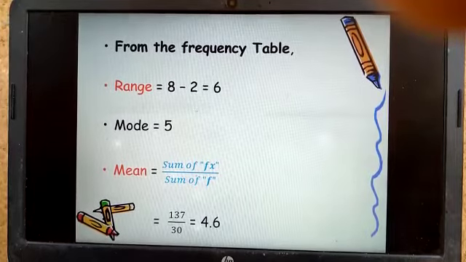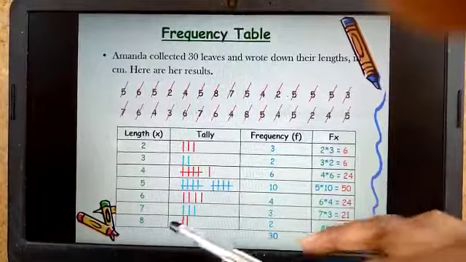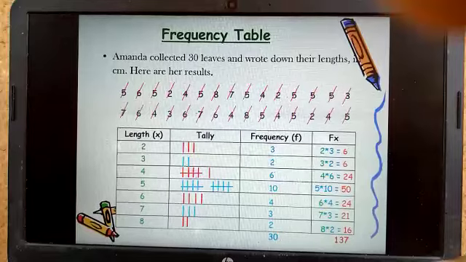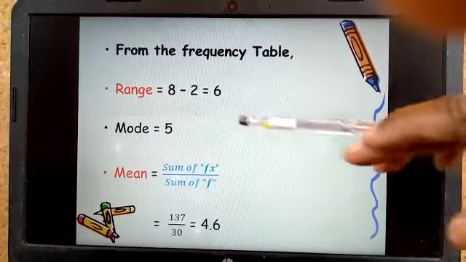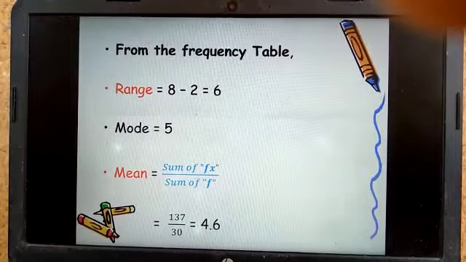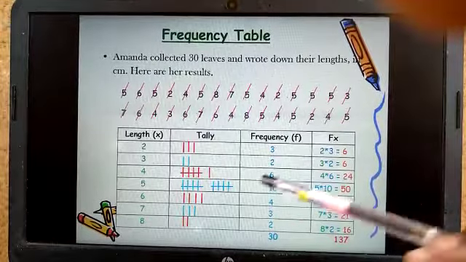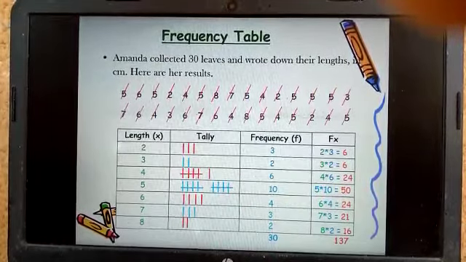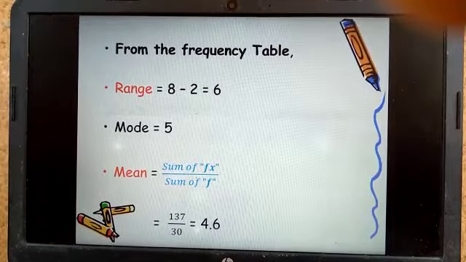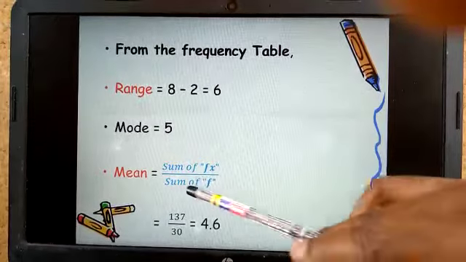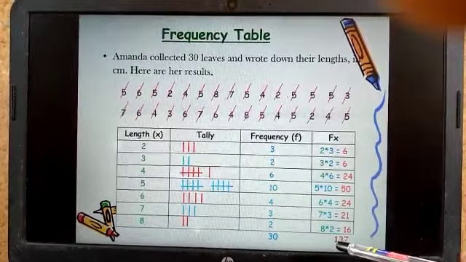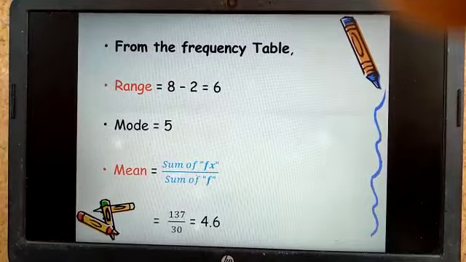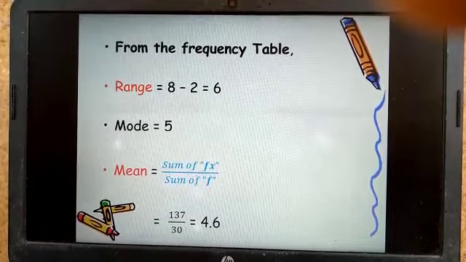Now, from the table, the highest quantity, or the highest length, is 8, and the least is 2. So the difference between the 2 gives us 6. So 6 is actually the range. Now, the mode is the length with the highest frequency. As you can see, 5 has the highest frequency. So the mode of the length is actually 5, while the mean is the sum of fx over the sum of f. The sum of fx from the calculation is 137, and the sum of f is 30. So this gives us 4.6 as the mean.